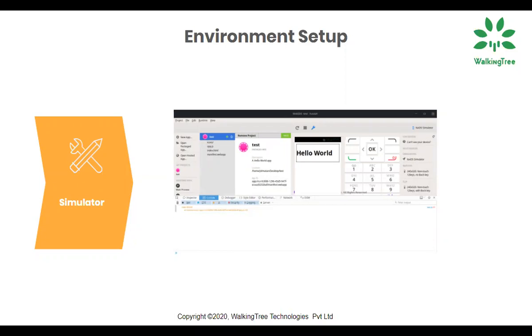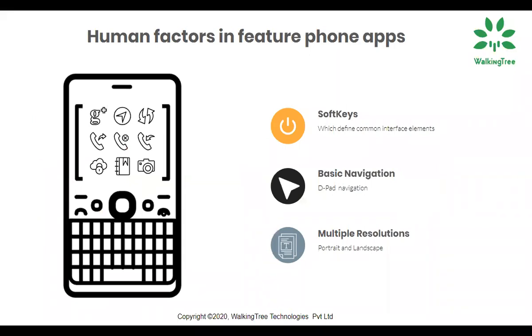Once we are done with the environment setup, let us see the human factors which need to be followed as part of the development process. Before we jump into the coding, let us understand what are the human factors which play a major role in the coding patterns. The soft keys and the basic navigation both play a major role as part of the app development. And the multiple resolutions, that means, as you know, the feature phone supports the portrait mode as well as the landscape mode, and we need to take care of both the modes, depending on our app configurations.